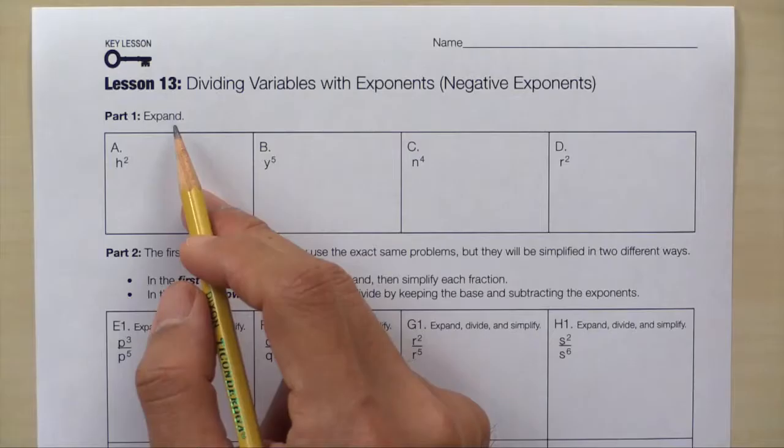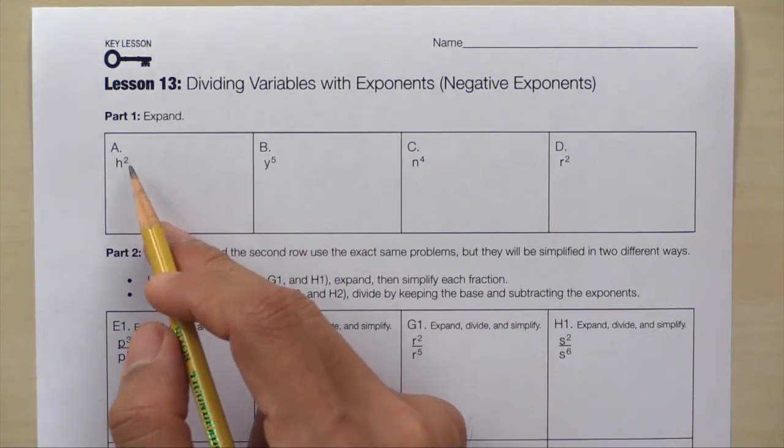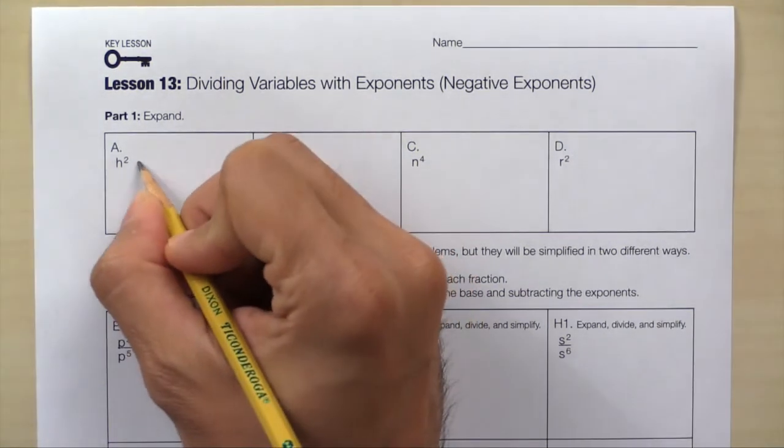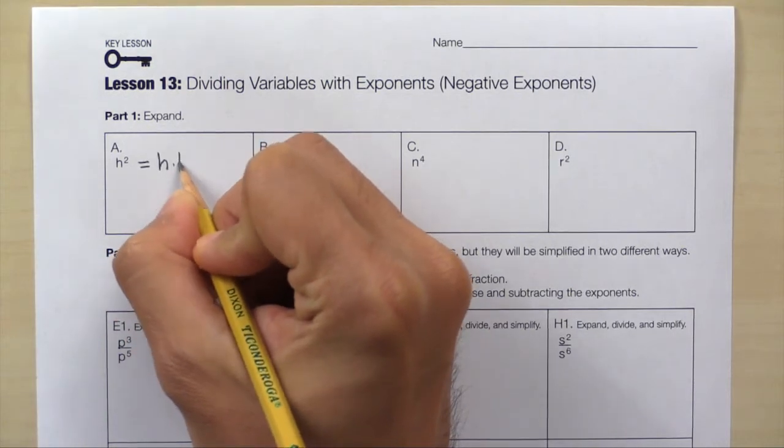Lesson 13, dividing variables with exponents, and we'll be working with negative exponents. Here's part 1. Expand. So for example, in box A, we have h to the second power, which just means h times h.